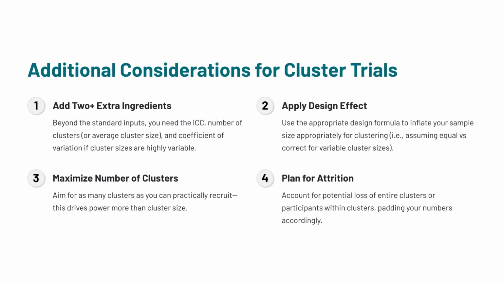Yeah, that's right. With cluster trials, we need to add a few extra ingredients to our sample size recipe. Beyond the standard inputs like alpha, power, and effect size, we also need to specify the number of clusters or their average size, the intra-cluster correlation coefficient, ICC, and, if cluster sizes vary a lot, the coefficient of variation. These details ensure the design accounts for the similarities among participants within the same cluster. Once those are defined, we apply the design effect to inflate the sample size appropriately, aim to maximize the number of clusters, and always plan for potential attrition at both the cluster and participant level. Liam, can you go into what the ICC is and why it matters so much in sample size estimation?